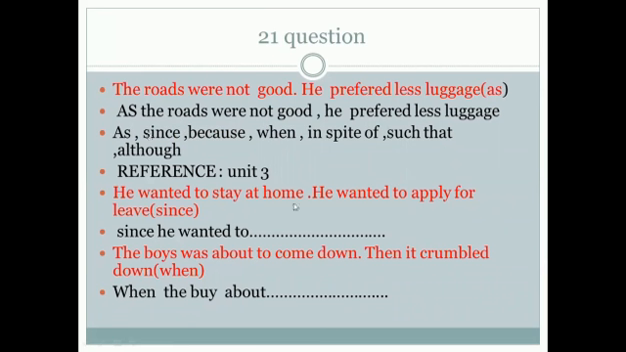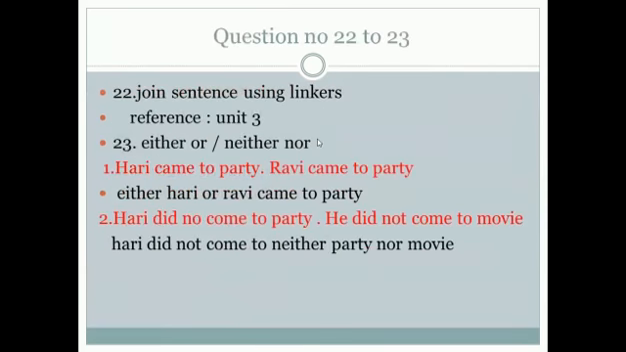And he wanted to stay at home. He wanted to apply for leave. Since he wanted to stay at home, he wanted to apply for leave. The boy was about to come down. Then it crumbled down. When the boy was about to come down, it crumbled down. So joining sentences using connectors.